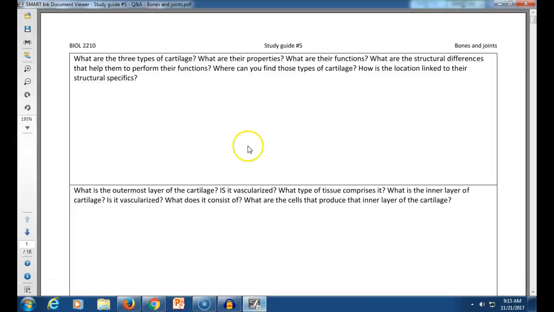Let's do the study guide review first. So let's just review the material quick. Three types of cartilage.